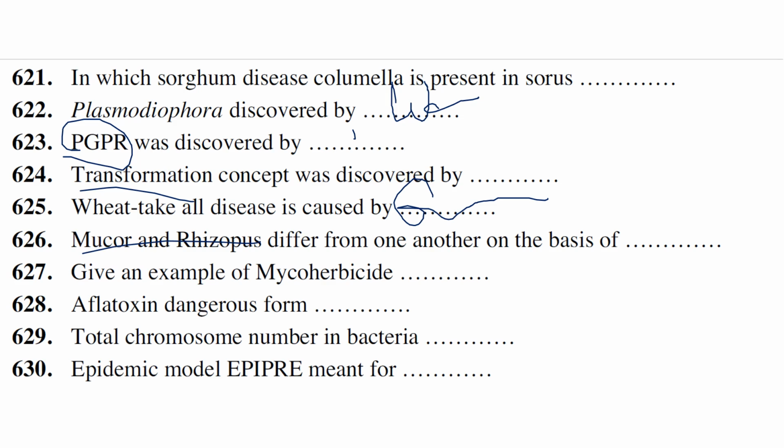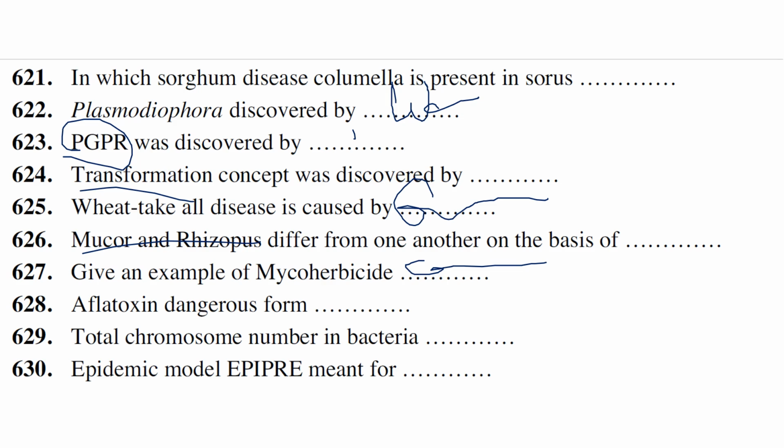Mucor and Rhizopus differ from one another on the basis of what? Generally, Mucor and Rhizopus differ based on rhizoids and stolons. Give an example of a mycoherbicide. Lots of mycoherbicides are there, like Collego, Devine, Casst, and so on.